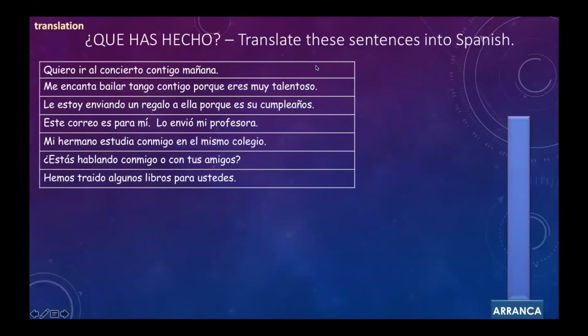Now our last part of the lesson is to translate the sentences into English. Okay, so off you go.